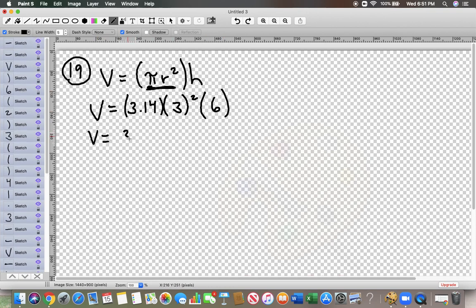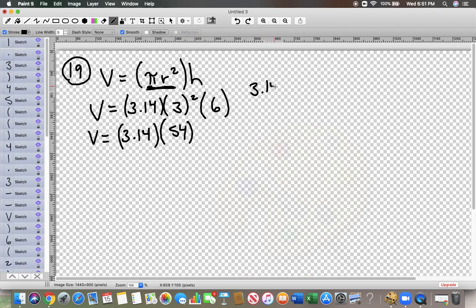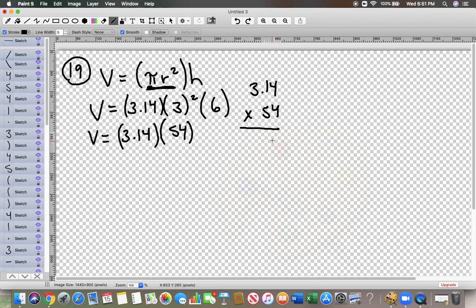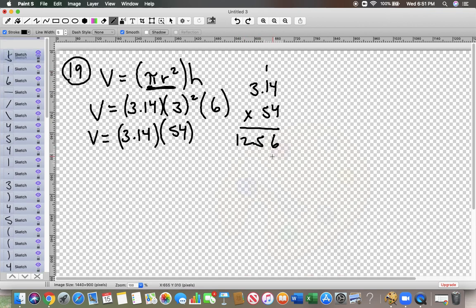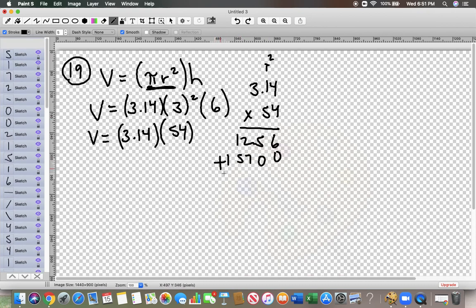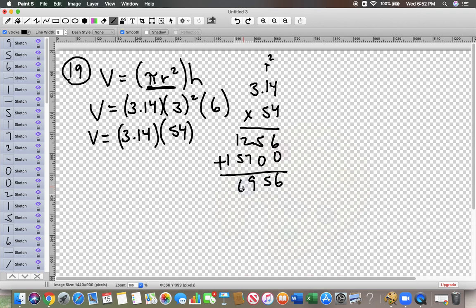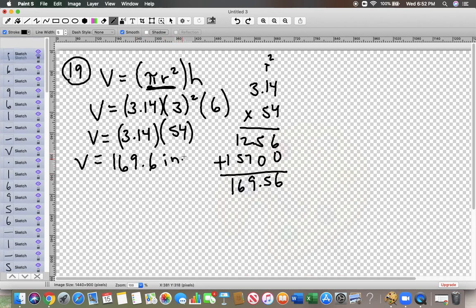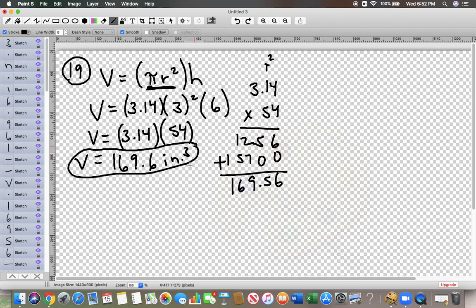Let's simplify. That's 3.14 times 3 squared is 9. 3 times 3. And then 9 times 6, that's 54. Let's do our work over here to the side. 3.14 times 54, that's 16, 5, 12. Carry my 0, 7, 15. All right, my final answer, I need to round to the nearest tenth. So that's going to be 169.6 inches cubed is my final answer there.